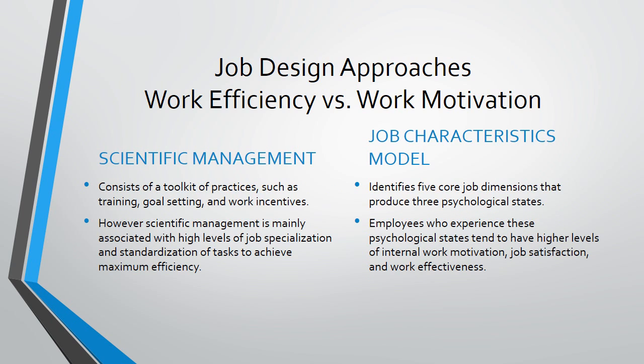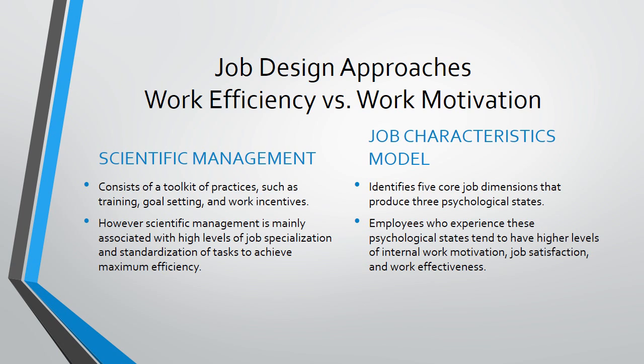Two approaches are scientific management and the job characteristics model. Scientific management consists of a toolkit of practices. However, it is mainly associated with high levels of job specialization and standardization of tasks to achieve maximum efficiency. Detailed procedures and work practices can significantly improve work efficiency.